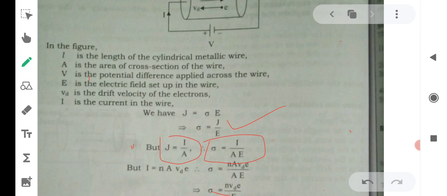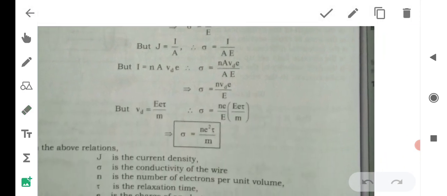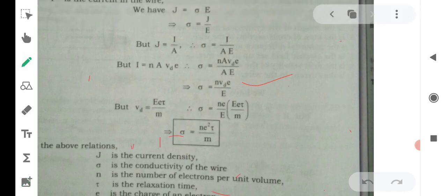But we know the relation between current and drift velocity: I equals n A e Vd. Substituting this, sigma becomes n A Vd e divided by A into E. This A and this A get cancelled, and sigma equal to n Vd e divided by capital E. But we know the relation for drift velocity, Vd equal to e E tau divided by m, and the minus sign is not needed here.